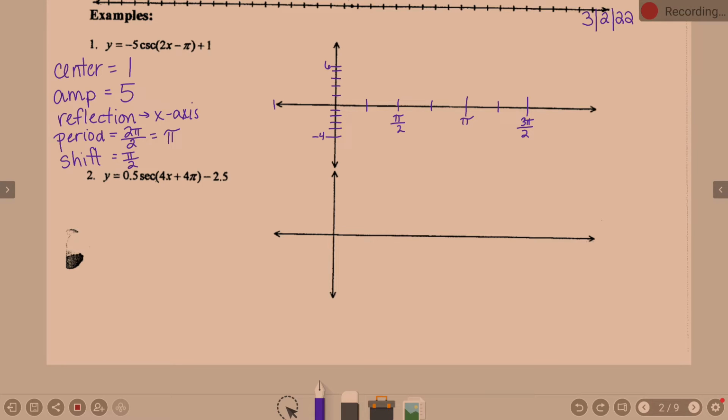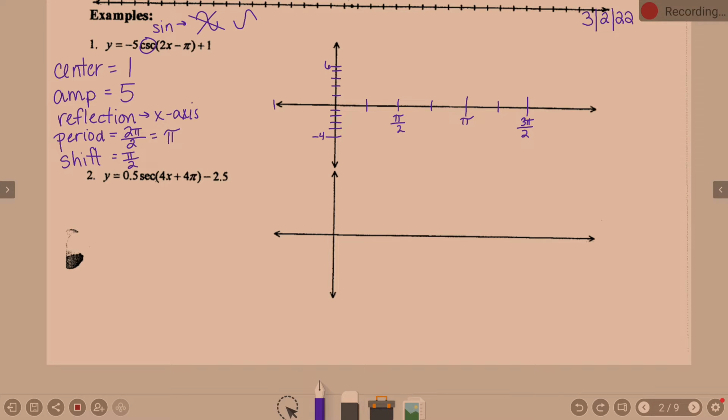Okay. We never talked about it. What are we graphing here? Cosecant is the reciprocal of sine. A normal sine graph starts at center, goes up, then down. But this is a reflected sine curve, so we're actually going to start at center, go down, then up. Right?